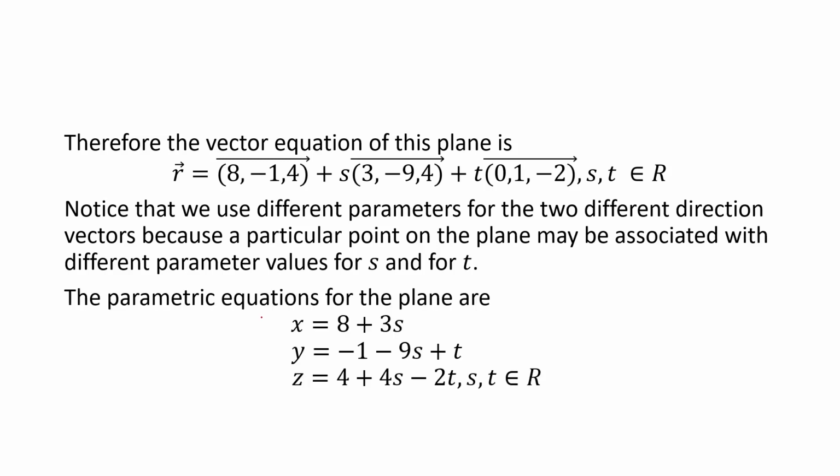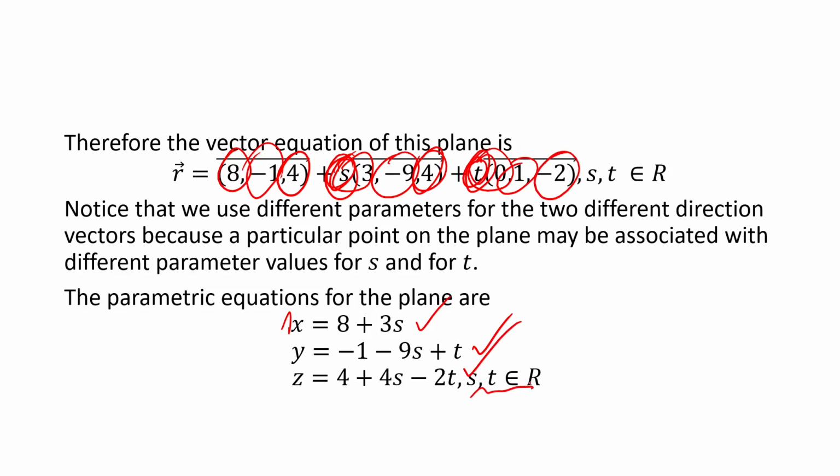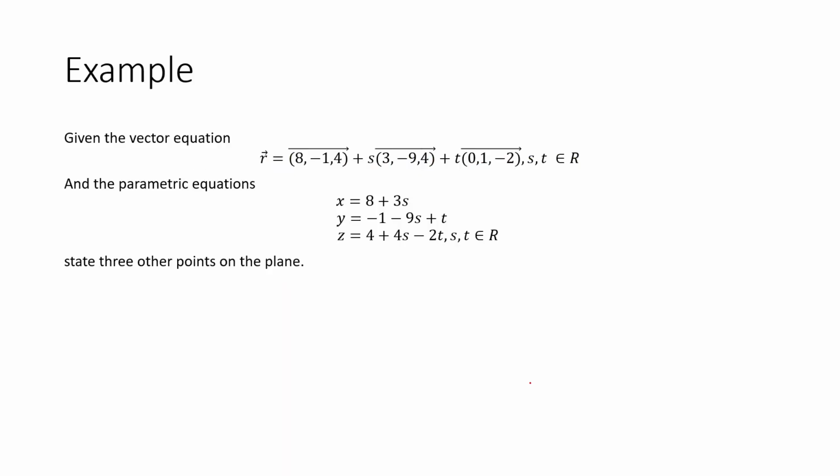And then the parametric equations for the plane are analogous to how they were before. The x will be equal to 8 plus s times 3 plus t times 0. And the y will be equal to -1 plus s times -9 plus t times 1. And the z will be equal to 4 plus s times 4 plus t times -2. Okay, and of course s and t should be stated to be elements of the reals.